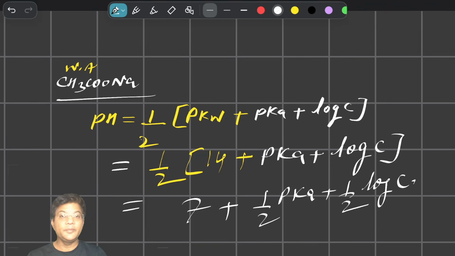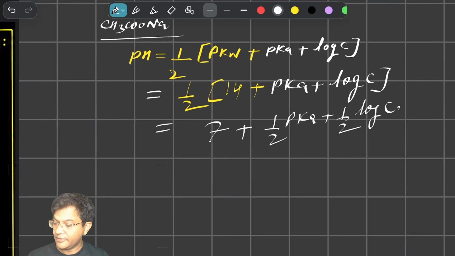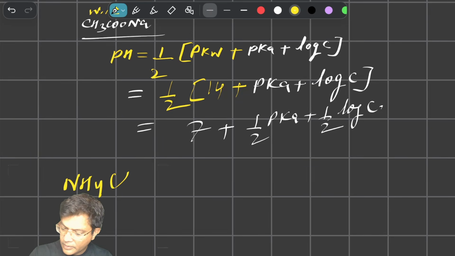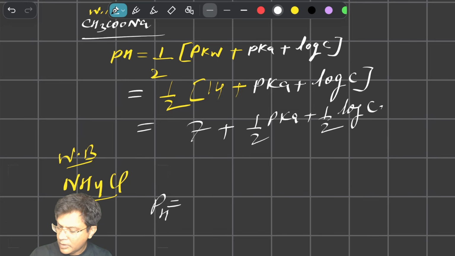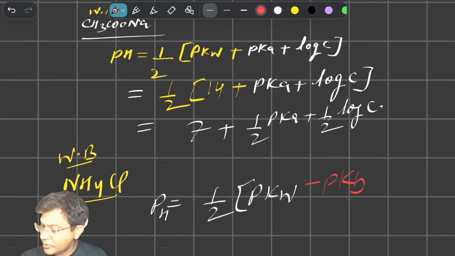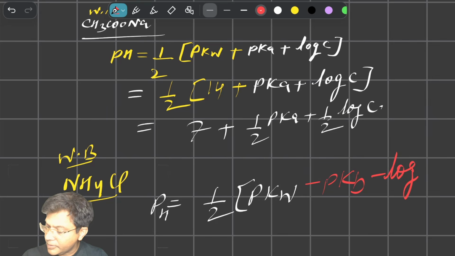Now, if the base is weak, for example ammonium chloride, then pH is equal to half of pKw, this is the common part, minus pKb, and if this is minus, then minus log C will also be minus.